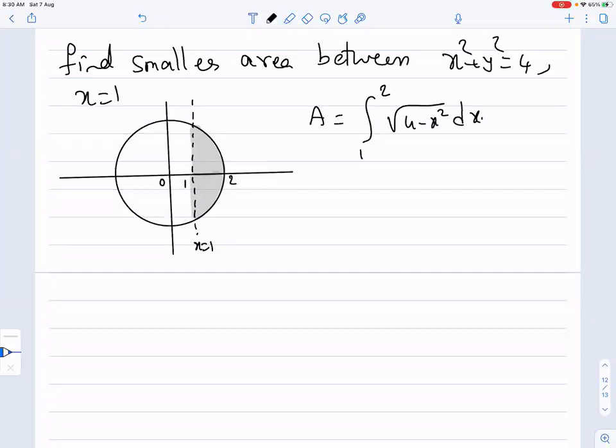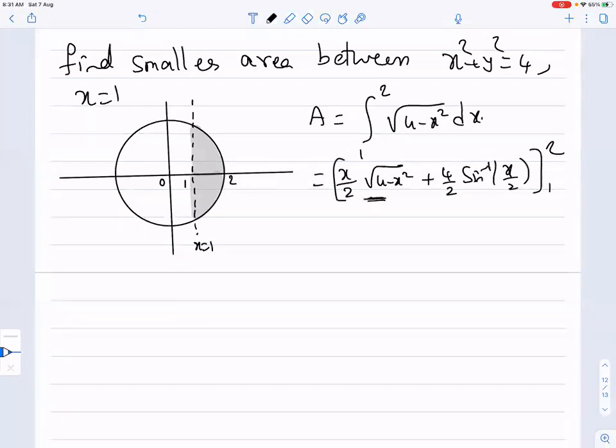Correct? Now, what is the integration we will write? That is x by 2 into root of 4 minus x square plus a square by 2, that is 4 by 2, into sine inverse x by a, that is x by 2. The limits are from 1 to 2. Correct? Now, if we substitute 2 it is 0, but if we substitute 1 it is minus half into root 3. Correct? Actually, the area is twice this, right? My mistake. So we are going to multiply this also with 2. So 2 times minus 1 by 2 into root 3.